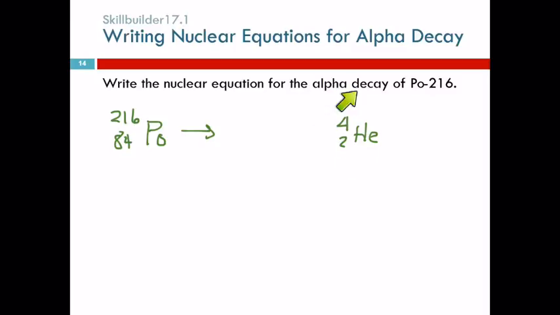This is always an alpha particle, and so that's something you have to memorize. That's the alpha particle. So it's going to give that off.